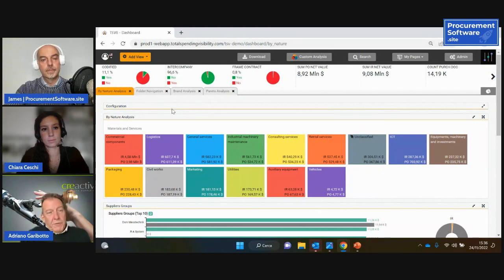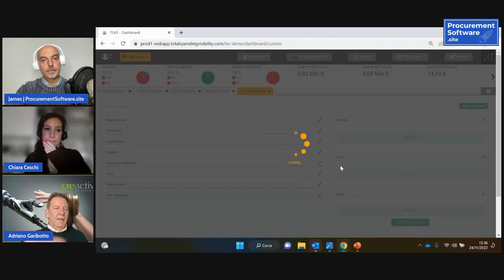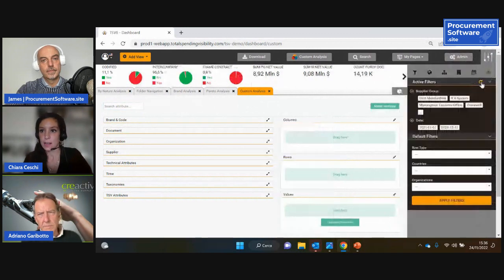But obviously, you can do a lot more, because when you have this quality of data, you can create your own kind of analysis. For example, in this case, we have a very powerful pivot table approach like in Excel, but with even more powerful features to create your own analysis. Yes, Chiara? So we can show an example of any custom analysis that can be created here.